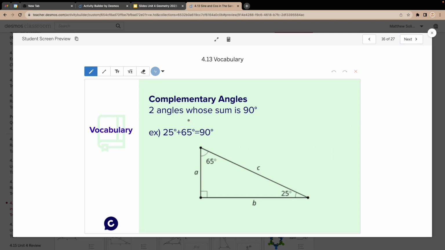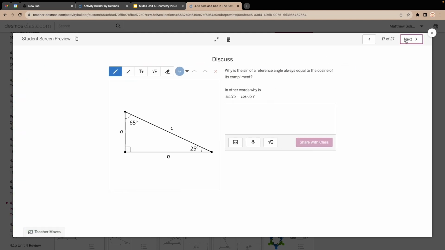These are called complementary angles, two angles that have a sum of 90 degrees. So for example, if this angle is 65, this angle is 25 because they've got to add up to 90, because 90 plus another 90 would equal 180 for a right triangle. So those are just called complementary angles.